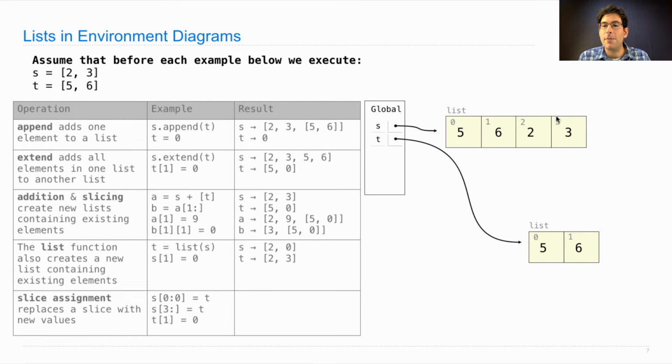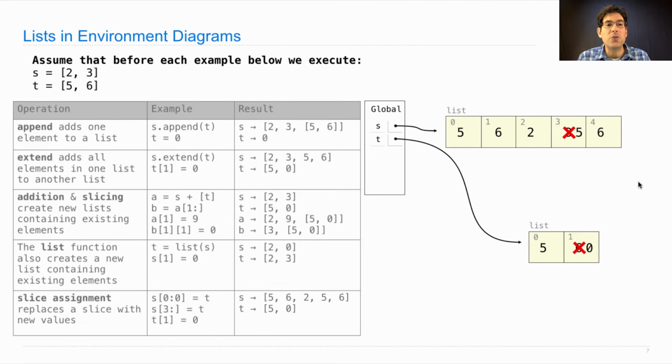Slice assignment from 3 onwards means that this value is going to change, but since I'm replacing a slice of length 1 with a list of length 2, I put the elements 5 and 6 in place. Now t[1] equals 0 changes this value, but it does not change this value because the last element of s is just a number. So those are ways of extending or changing a list.